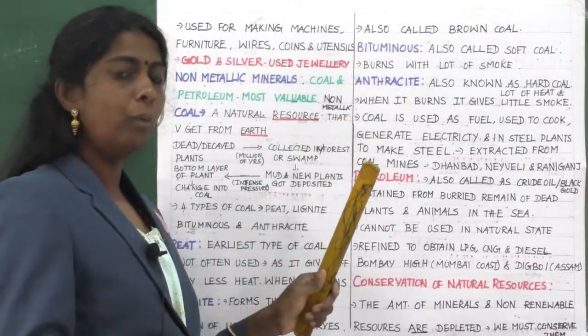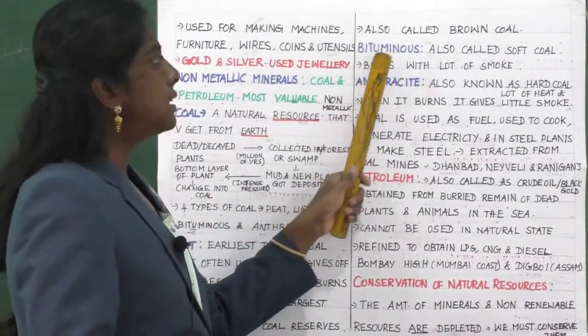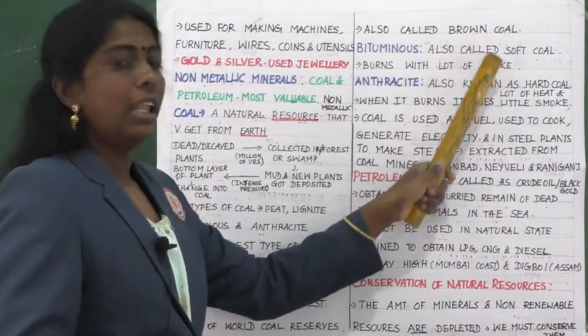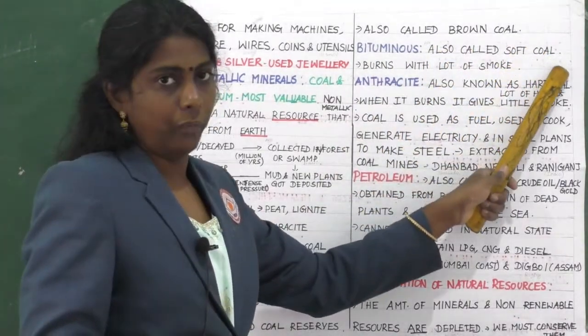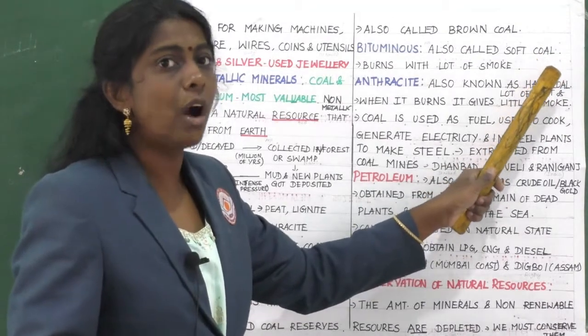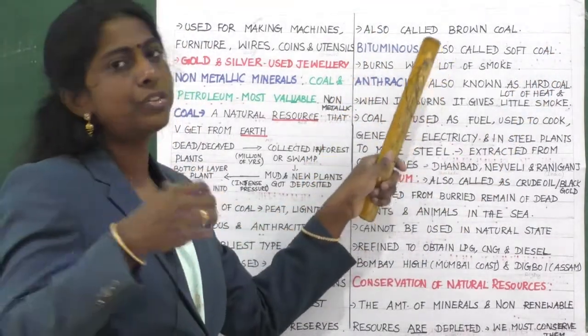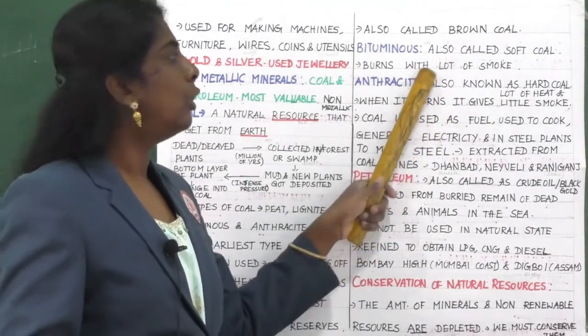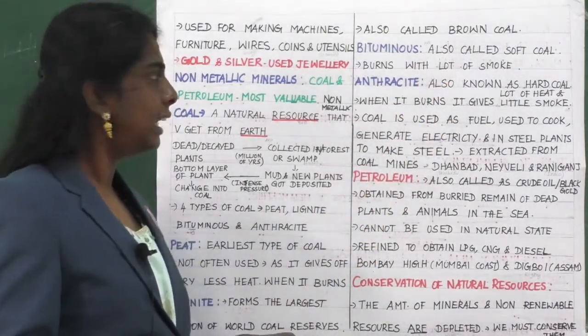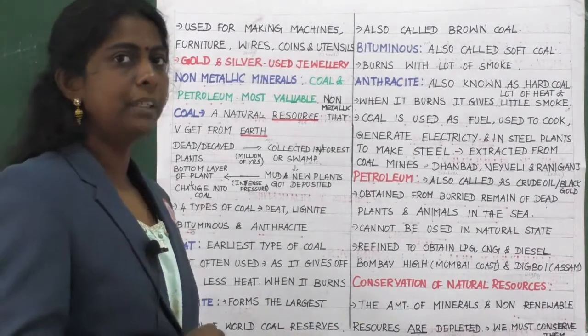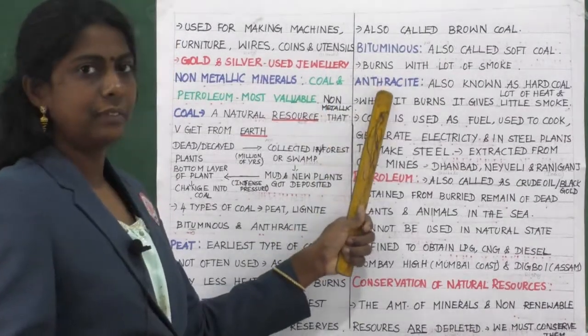The next type is bituminous. Bituminous are also called soft coal. Then it burns with a lot of smoke. It burns with a lot of smoke. Clear?